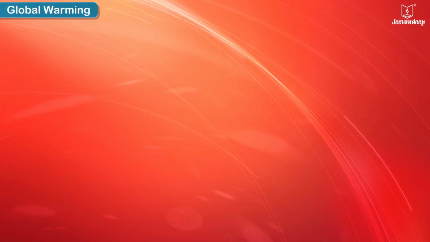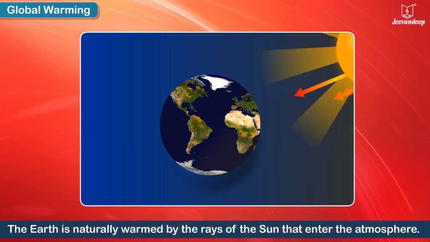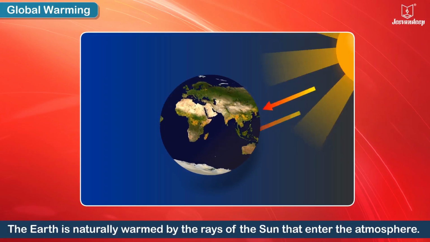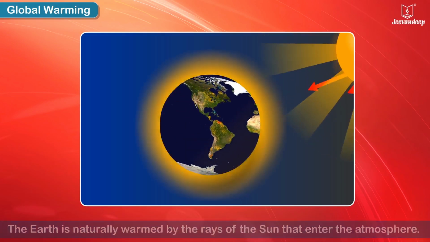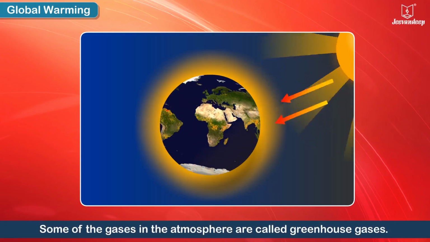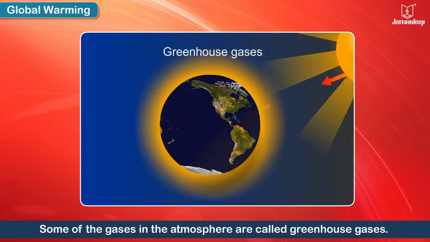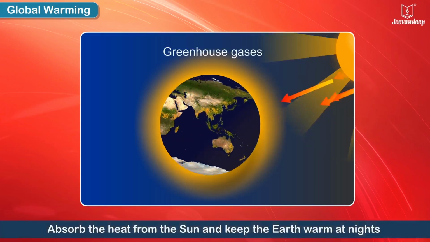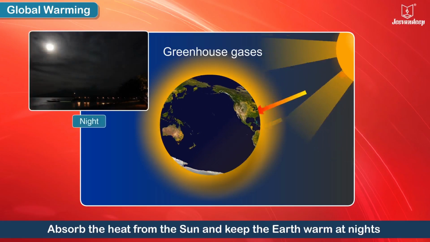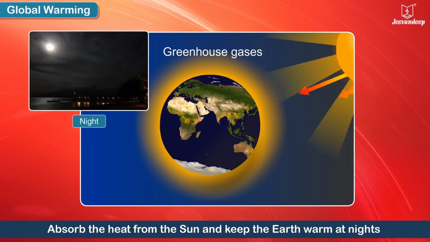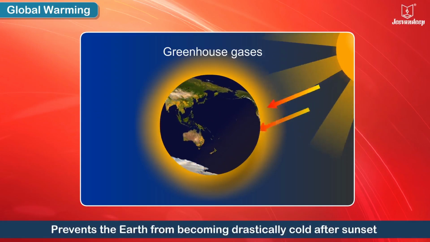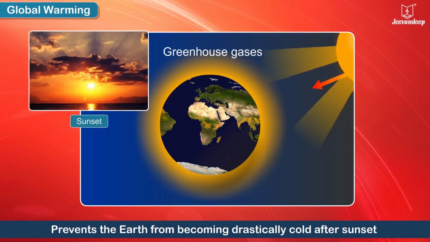Global warming. The Earth is naturally warmed by the rays of the sun that enter the atmosphere. Some of the gases in the atmosphere are called greenhouse gases. They absorb the heat of the sun and keep the earth warm in the nights. This prevents the earth from becoming drastically cold after sunset.